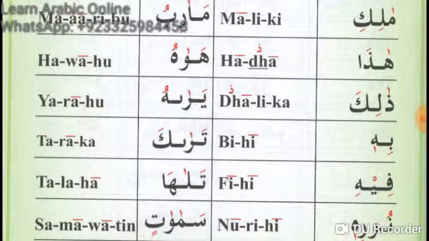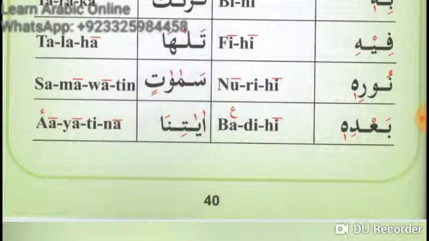Fee. He. Noon, dama, wow, ra, kasra, ri. Noon, dama, wow, sukoon. Sukoon is not written here, but actually it exists here.